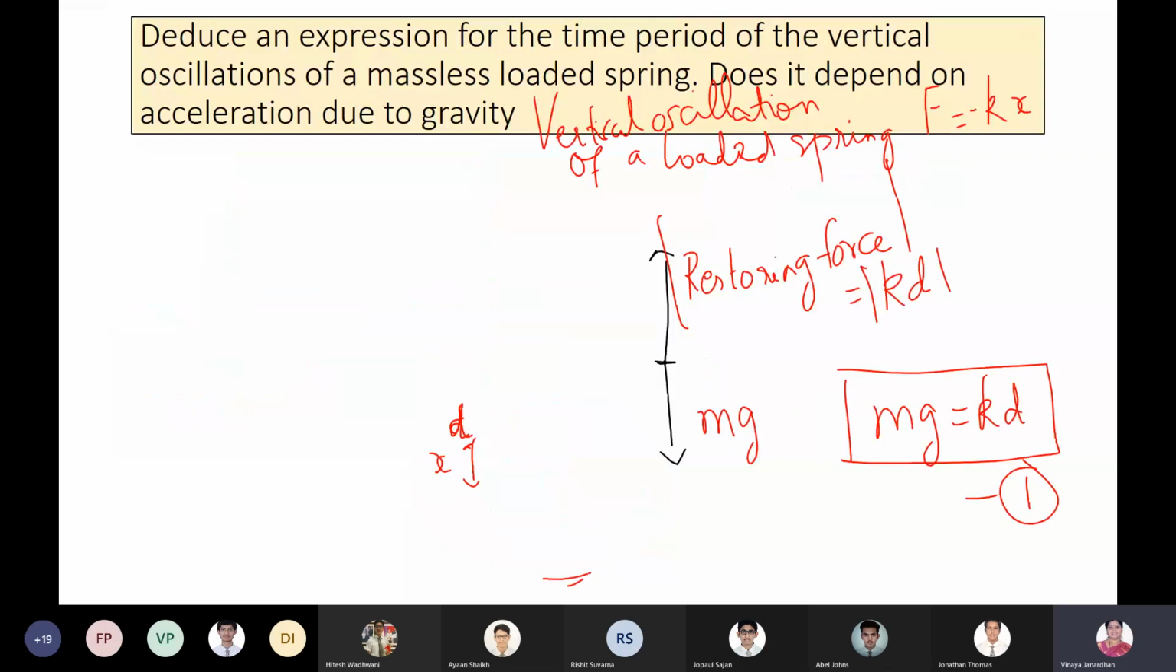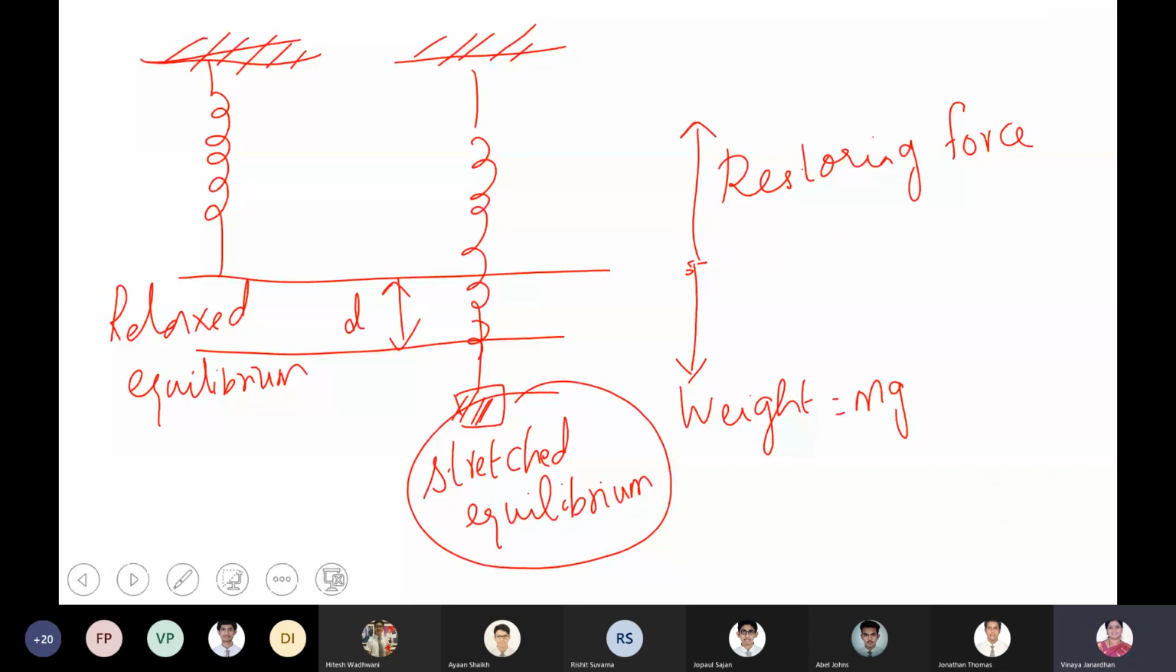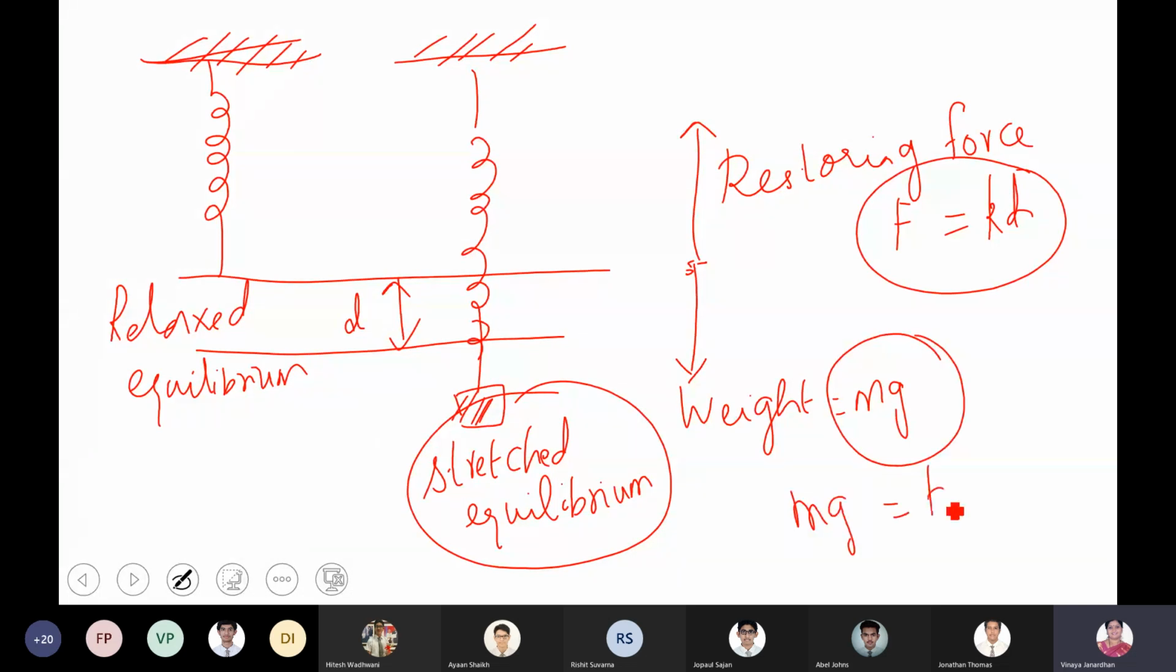You're only going for the magnitude, so that the restoring force is K into D. Now this restoring force must be equal to the weight of the body. So that is why M into G must be equal to K into D. So this is the first expression you have got.